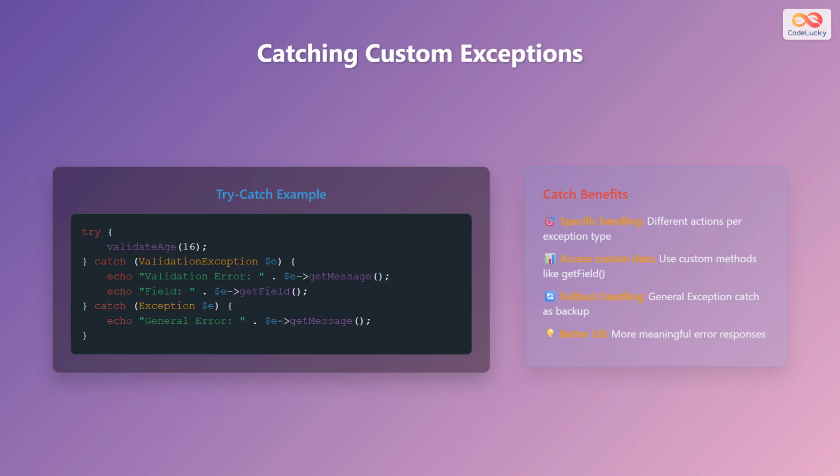There are several benefits to catching custom exceptions. It allows for specific handling of different exception types, provides access to custom data using custom methods like getField, offers fallback handling with a general exception catch as a backup, and ultimately leads to a better user experience with more meaningful error responses.